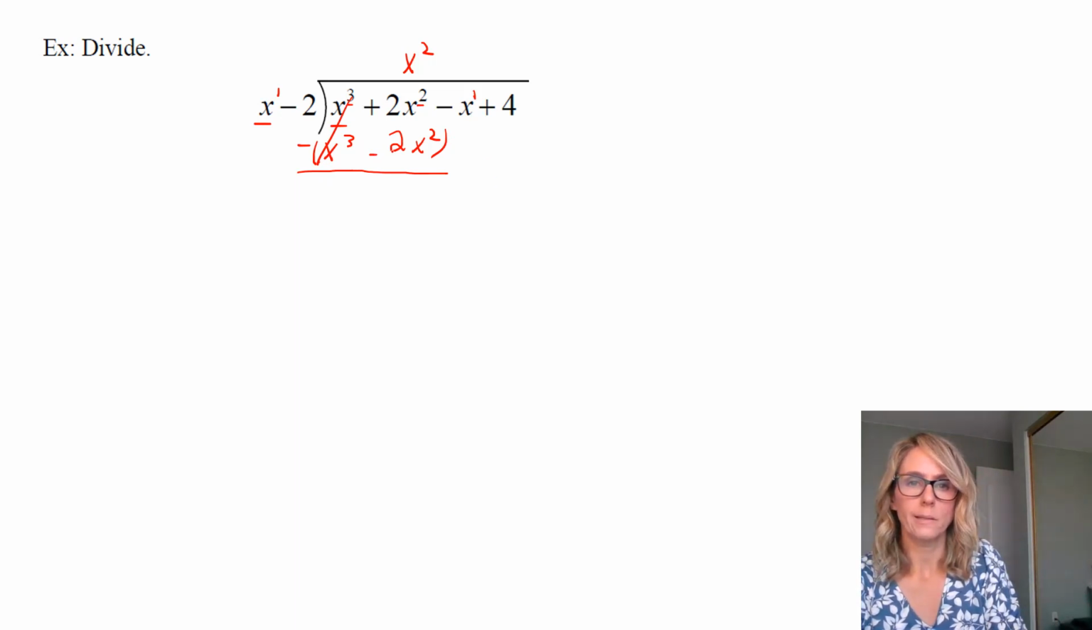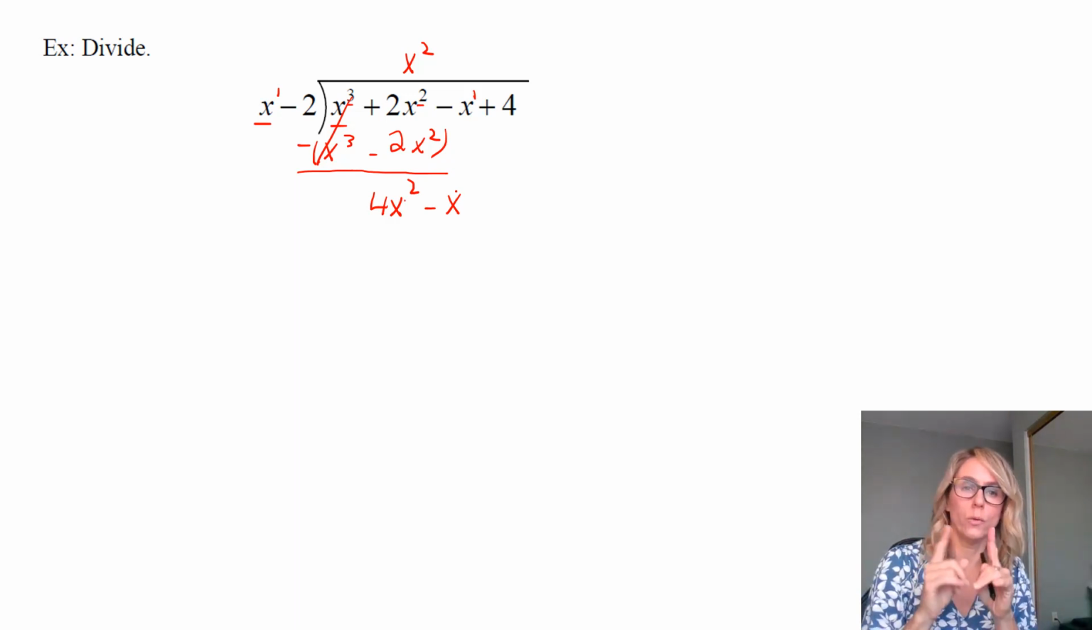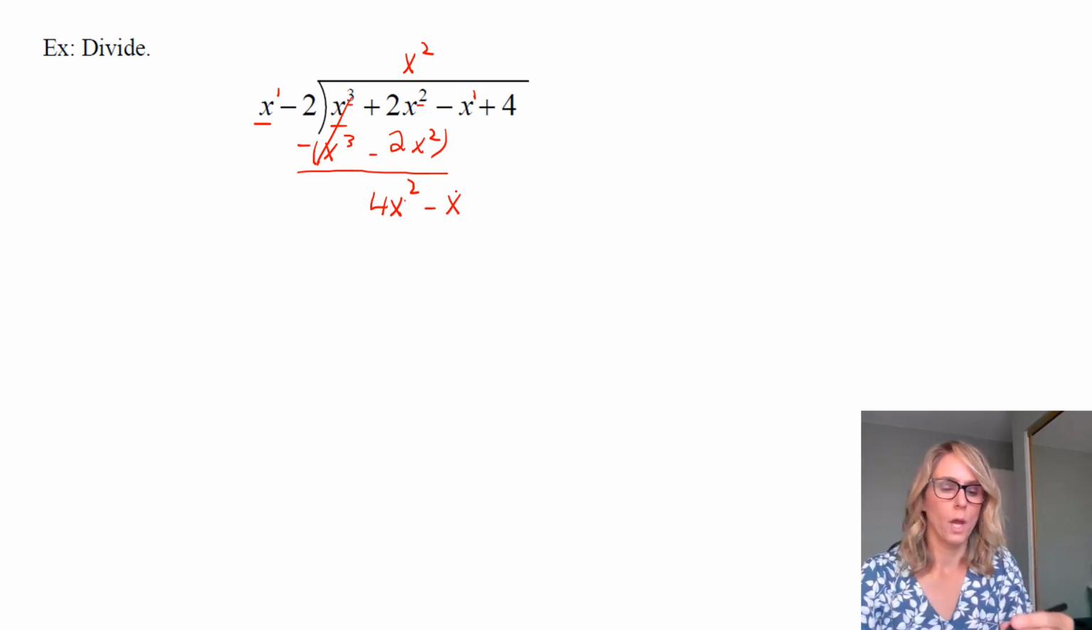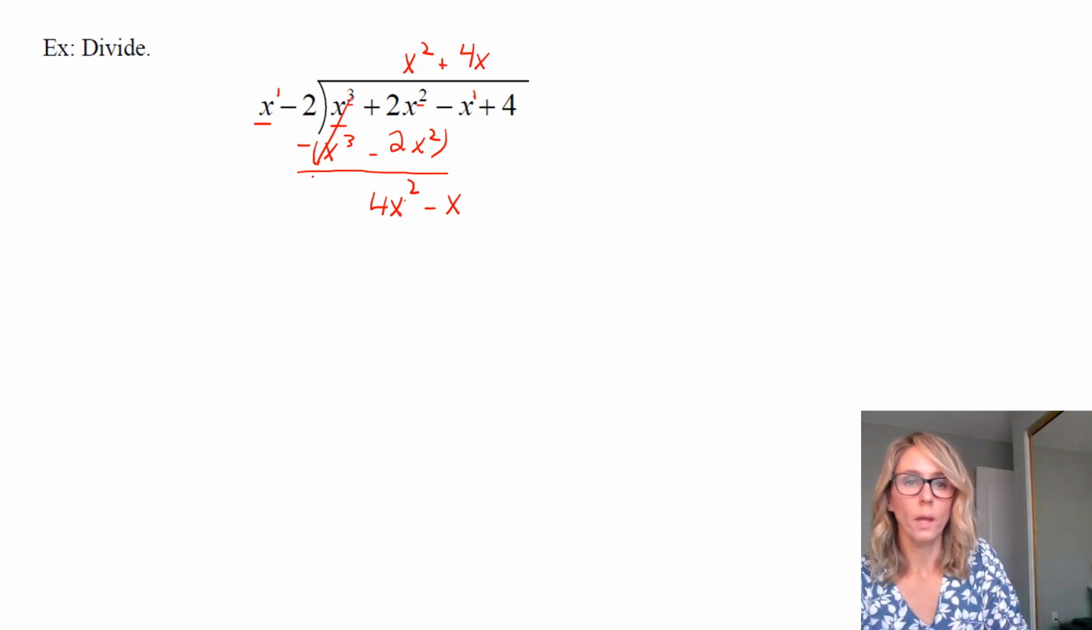I get 2x squared minus a negative 2x squared. That's going to give me 4x squared. And then I'll have a minus x. Okay. Now I am ready to do the next division because I know that I can line things up underneath both of these. So now I ask the question, what times x gives me 4x squared? That's going to be plus 4x. I multiply, again lining up everything. Notice everything has something underneath it, so that's great.